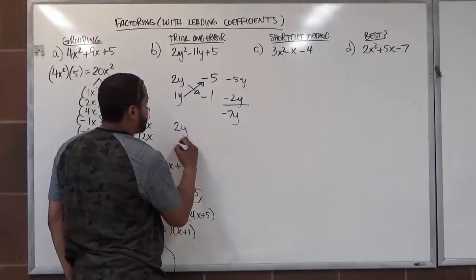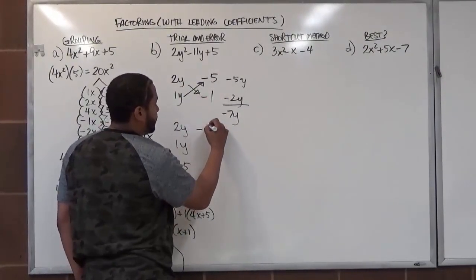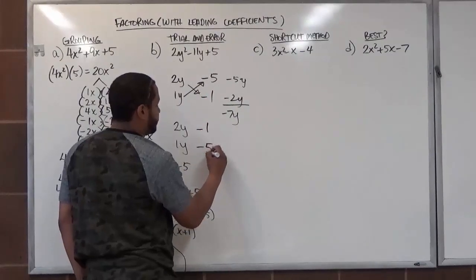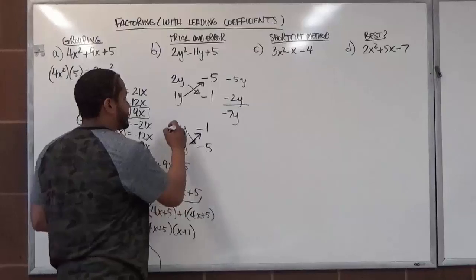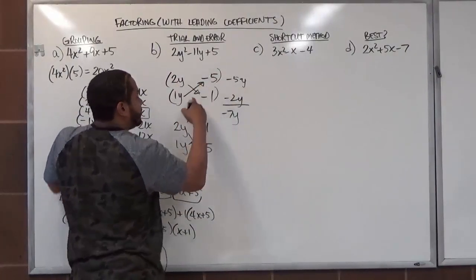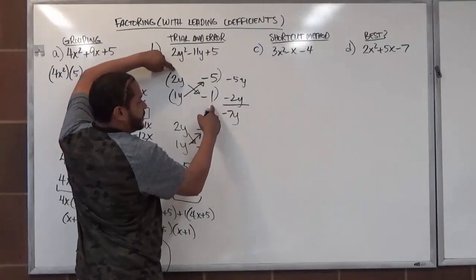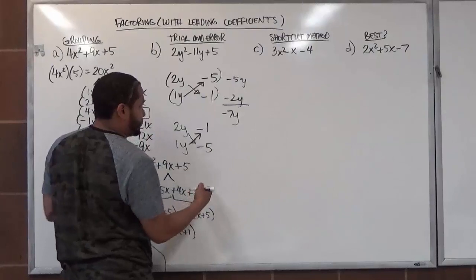So what we do is we put the 2y, the 1y, and we're going to switch these around. We're going to put the negative 1 up here and the negative 5 down here. We're going to cross them again. And the reason why we're crossing them is because these are actually pairs. So if we factored these in pairs and we multiplied, we'd be multiplying the 2y by the negative 1 and the 1y by the negative 5. So in the same way, we're going to troubleshoot these.